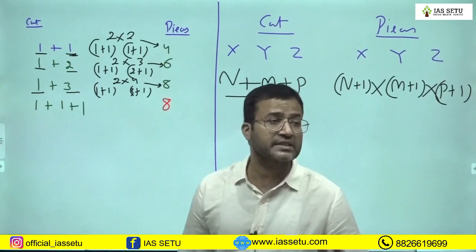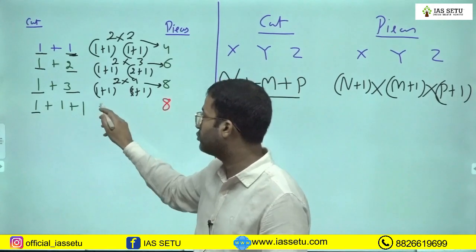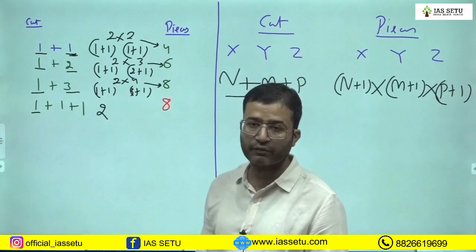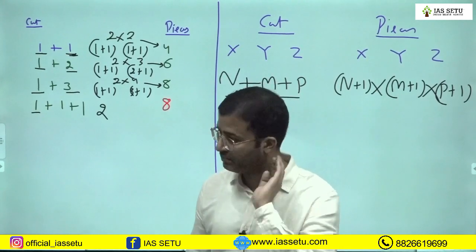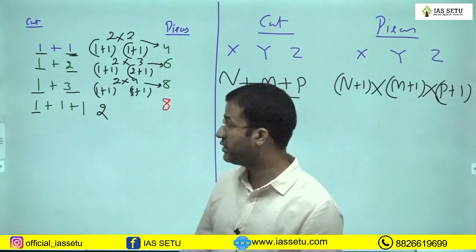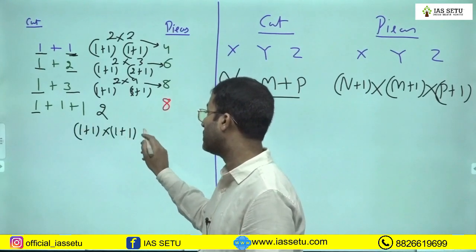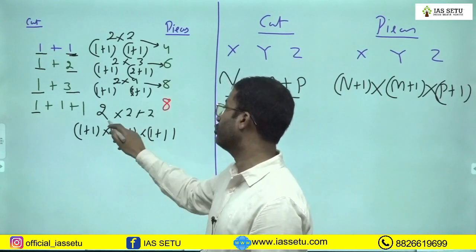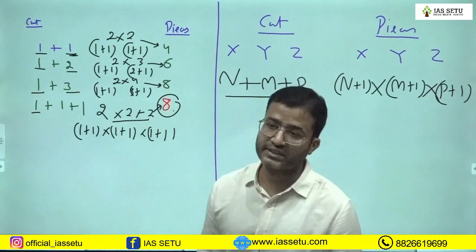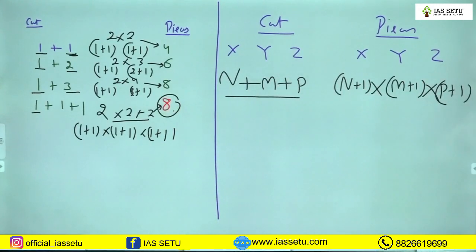So cut to pieces, add 1 and multiply. Can I say this 1 cut gives 2 pieces? Is there any way I can skip a step, or do I have to write step by step? 1 plus 1 into 1 plus 1 into 1 plus 1, so that is 2 into 2 into 2, 4 into 2, 8. We get exactly the same answer. So cut to pieces, add 1 and multiply, and you get your answer.